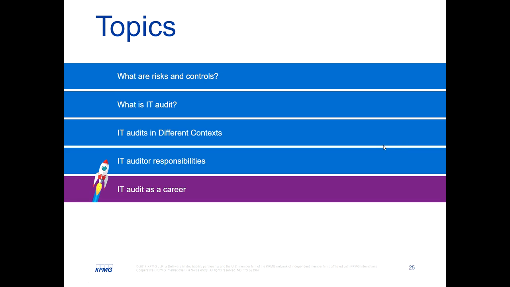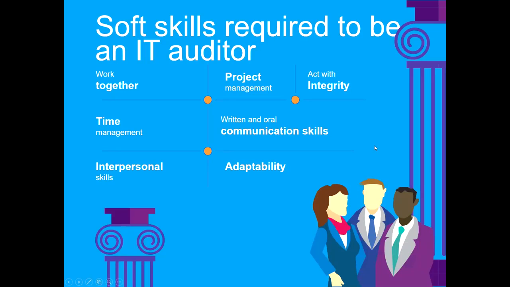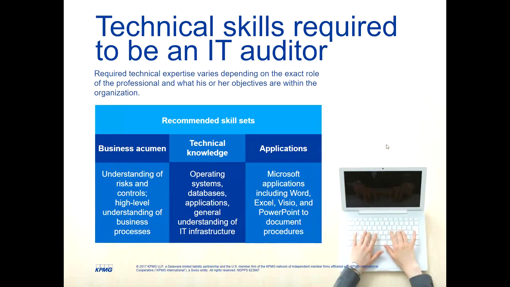All right, so the last thing here is just this plug for IT audit as a career. Obviously you need soft skills in public accounting: project management, ability to work in groups, communication skills. Managing your time well is really important. Flexibility is also very important. We're in an economy that changes pretty rapidly, so you've got to be able to adapt as well. Those are the soft skills you need.